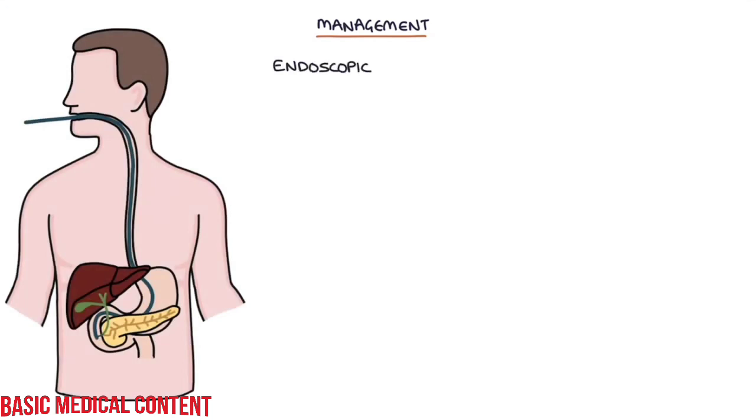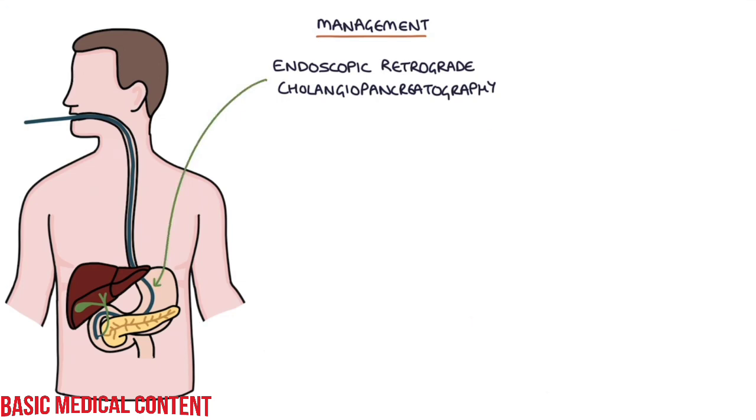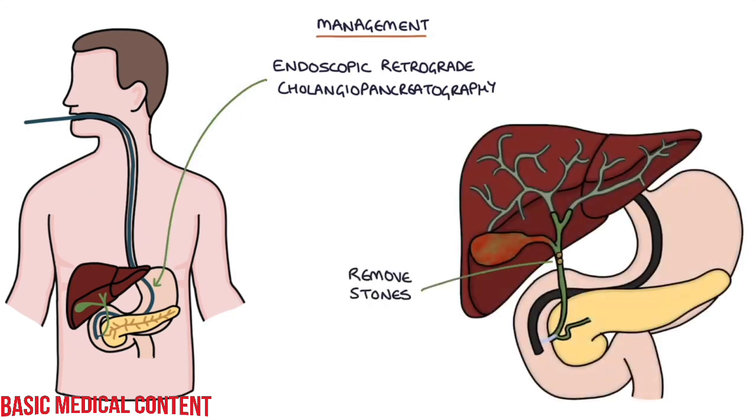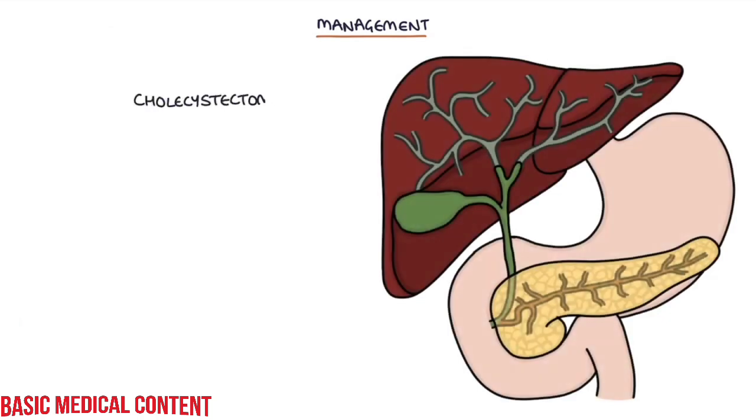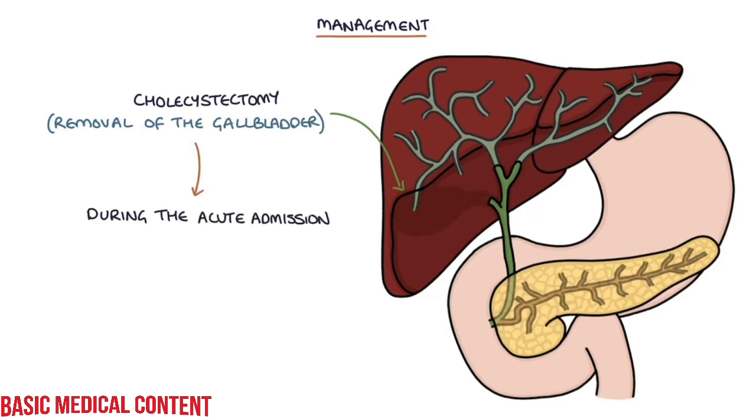An endoscopic retrograde cholangiopancreatography, or ERCP, procedure can be used to remove stones that are trapped in the common bile duct. Cholecystectomy, or removal of the gallbladder, is usually performed during the acute admission, within 72 hours of the symptoms starting. In some cases, a cholecystectomy may be delayed for 6 to 8 weeks after the acute episode to allow the inflammation to settle.